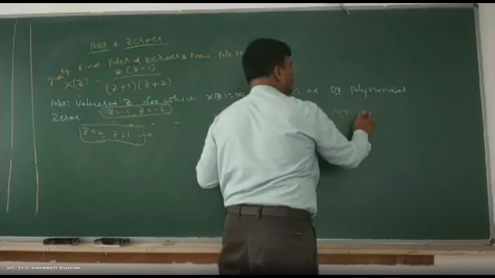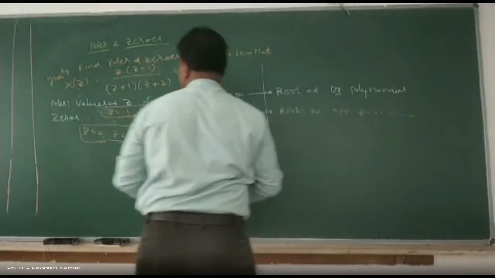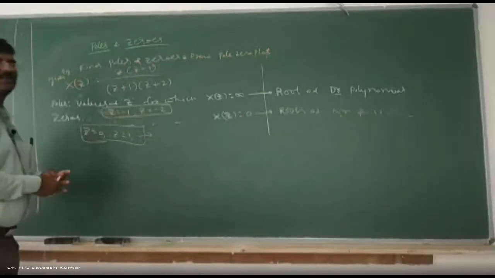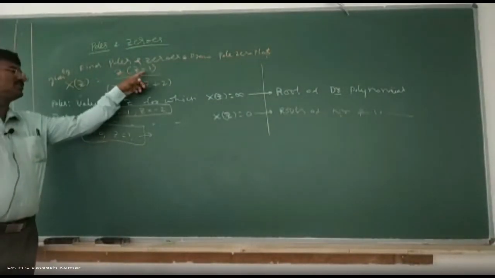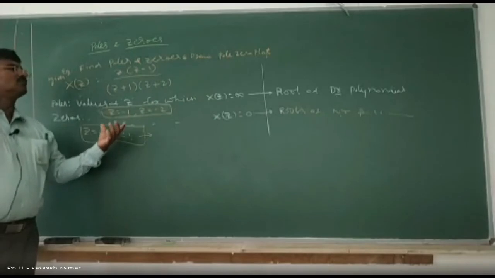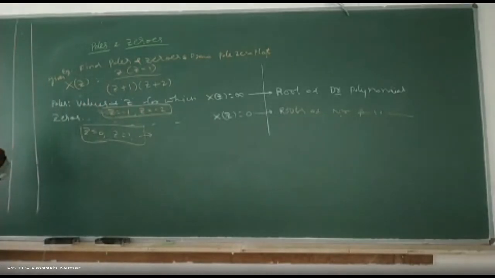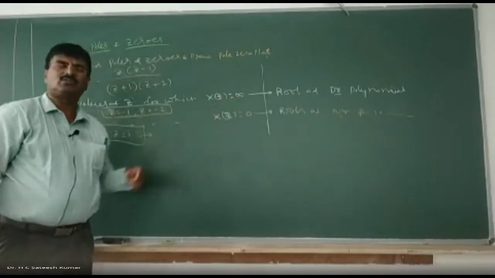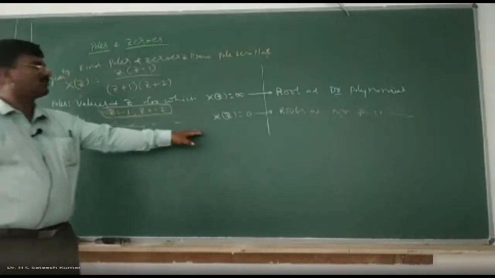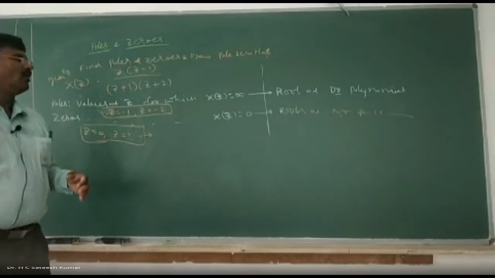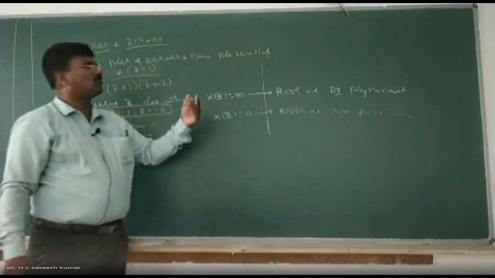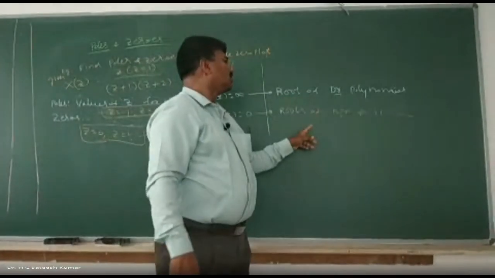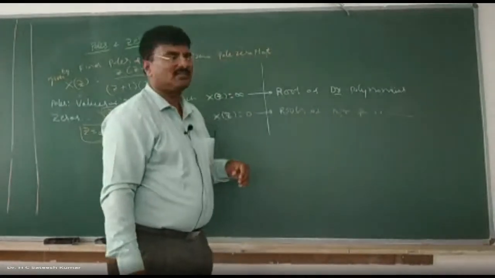Numerator polynomial. That means if you find the roots of the numerator polynomial, z is equal to 0 is one root, z is equal to 1 is one root. The simplest way of understanding this is: values of z for which X of z is equal to infinity are nothing but poles. The values of z for which X of z is equal to 0 are known as zeros. Roots of the denominator polynomial are known as poles. Roots of the numerator polynomial are known as zeros.